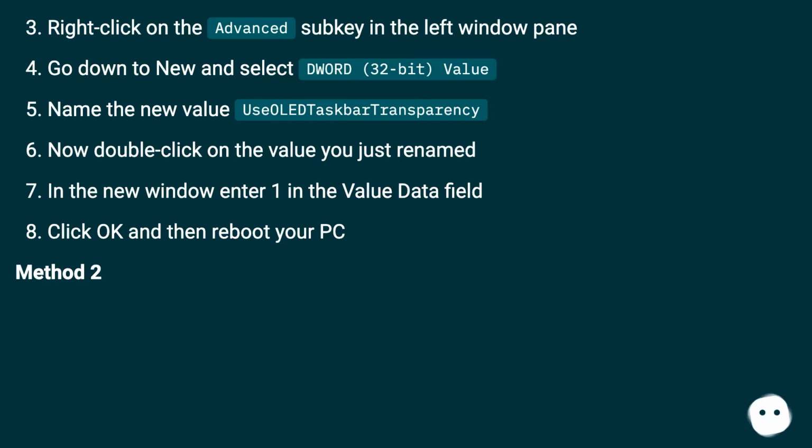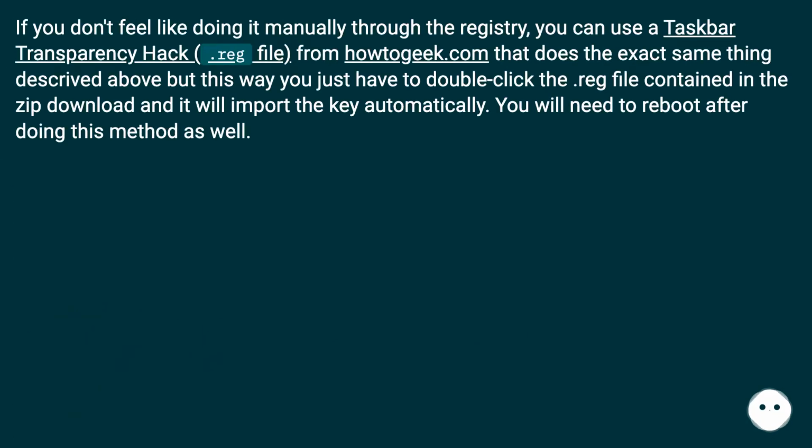Method 2. If you don't feel like doing it manually through the registry, you can use a taskbar transparency hack .reg file from howtogeek.com that does the exact same thing described above, but this way you just have to double-click the .reg file contained in the zip download and it will import the key automatically. You will need to reboot after doing this method as well.